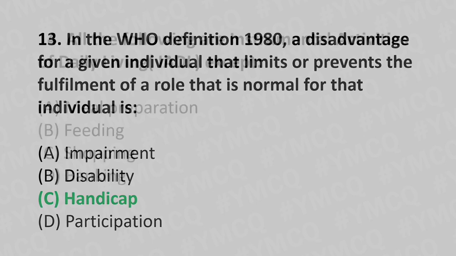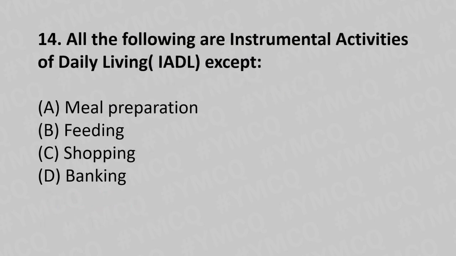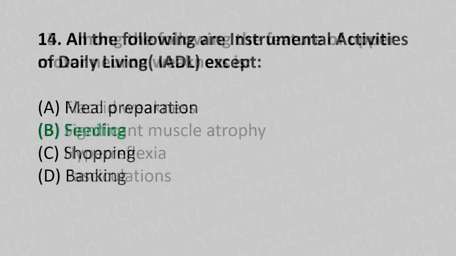Moving to our 14th question. All of the following are instrumental activities of daily living except option A, meal preparation. Option B, feeding. Option C, shopping. Option D, banking. And the answer is option B, feeding.